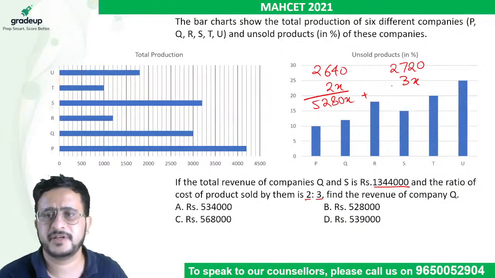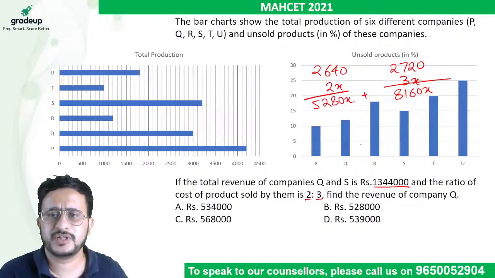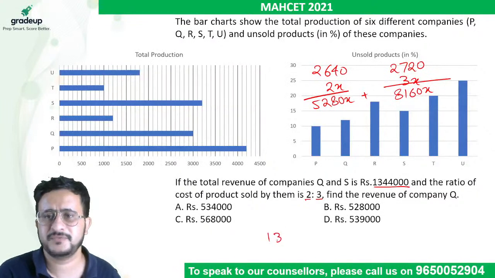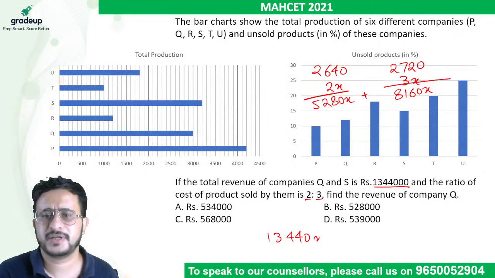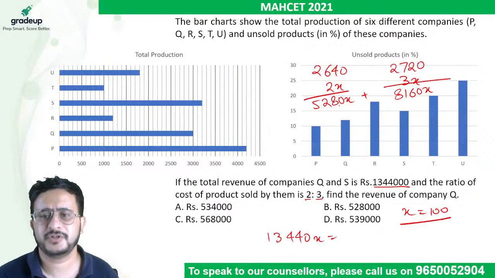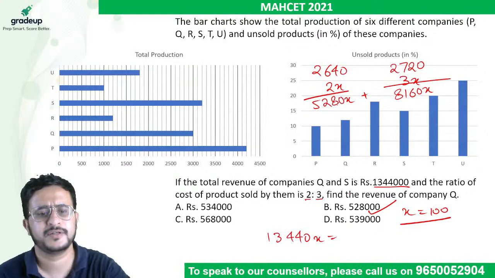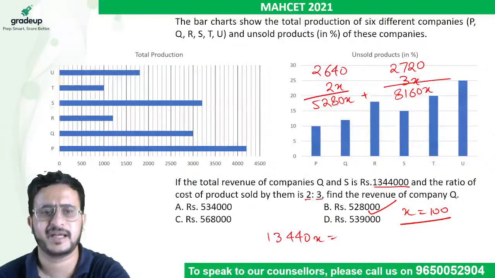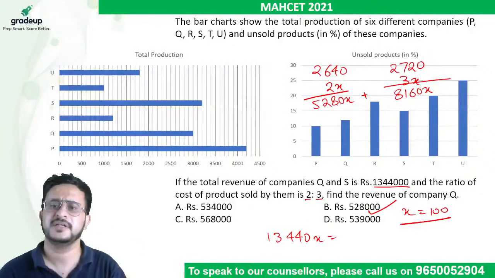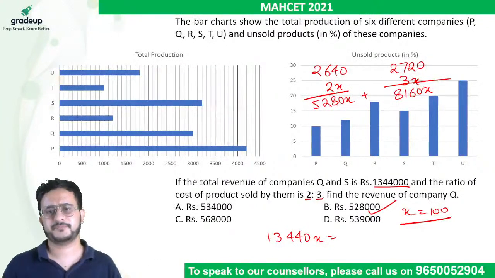5280x and the revenue will be 8160x. So total revenue will be, now you see this, right? So it becomes easy, 1344x, that is equal to this, right? So x we will get as 100, right? So what is the revenue for this? 528 and 3 zeros. So that is your answer. Okay, so we had calculated the data in the previous question, which helped us in this question.